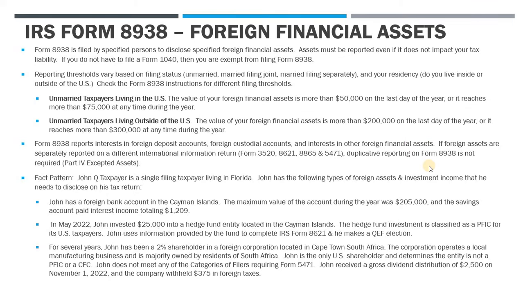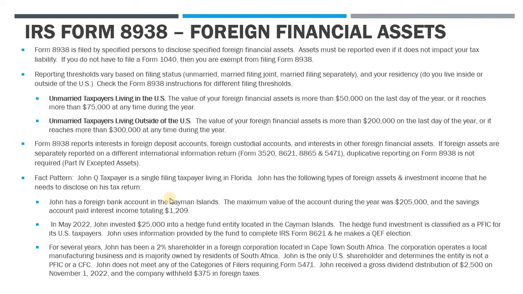Now, what's unique about the reporting is we try to eliminate duplicative reporting. So if you have foreign assets that are separately being reported on a different international information return, so let's say you have a foreign trust with a 3520, a PFIC, which is an 8621 filing, 8865s for foreign partnerships, or a CFC with a 5471 filing, you don't have to report the information again on the 8938. There's a section where you indicate that you've already reported this, and you mark the number of individual returns that you filed. I'll show you in this example how that's done, because that's going to come up for our taxpayer here, John Q. Taxpayer.